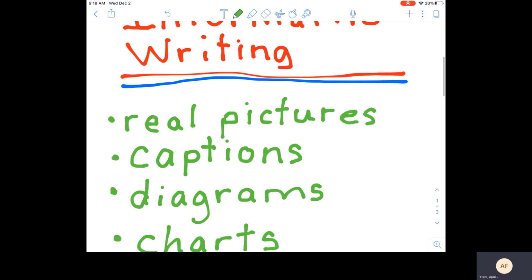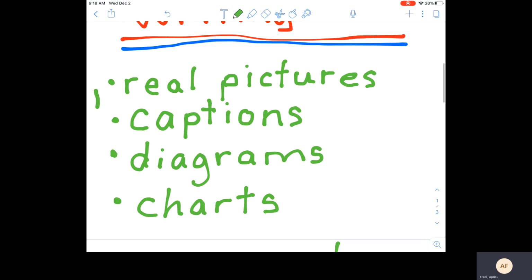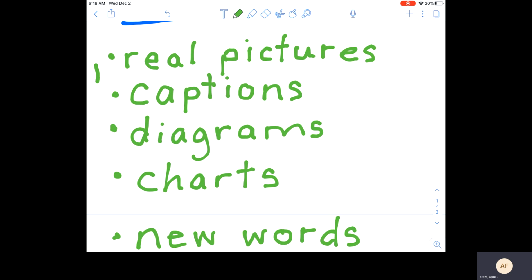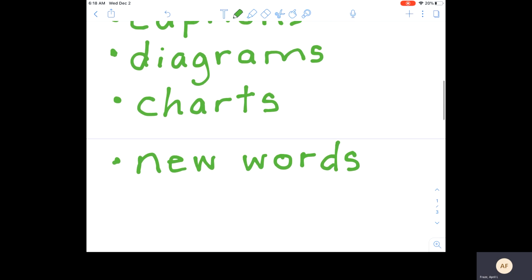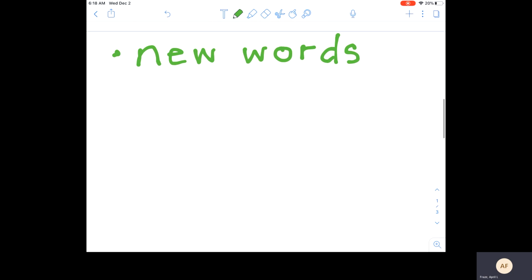Informative writing. We know that often, and just remember that these things aren't always the case, but these are things that you see often or most of the time. They often have real pictures, captions. Remember, that's the words under the pictures explaining the picture. They can have diagrams or labeled pictures that show you the parts of something. They can have charts that give us information, and they can have new words.